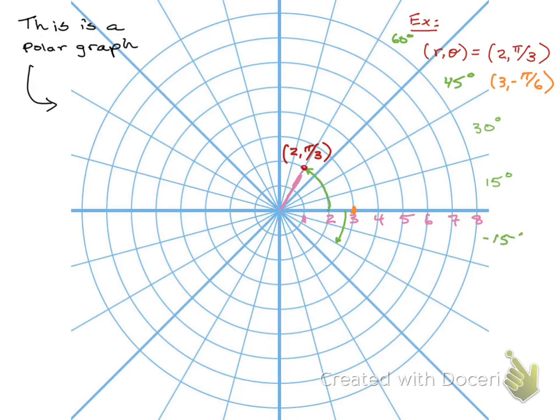This point then, I go negative 30 degrees, should be right at the end of that arrow, but just at the 3 radial distance mark, right? So that 3 there's my point. My radial distance is 3, and I have the point (3, -pi/6), okay?